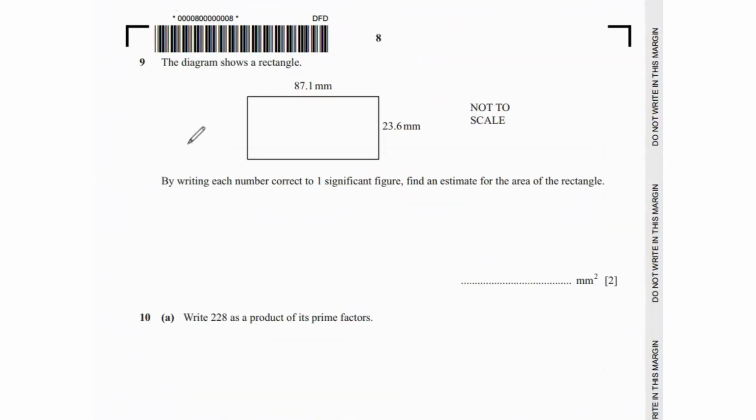Then it says the diagram shows a rectangle. By writing each number correct to one significant figure, find an estimate for the area of the rectangle. So 87.1 correct to one significant figure is going to be 90, and 23.6 is going to be 20. So now 90 times 20 is going to be, we know 9 times 2 is 18, and then we just add the two zeros as it is. So 1800 is your answer.